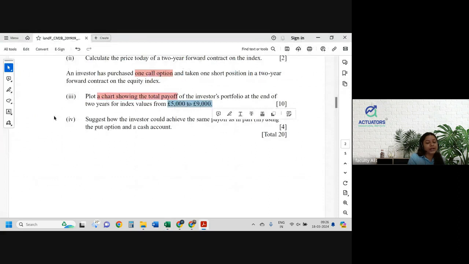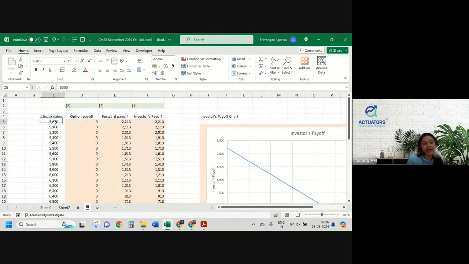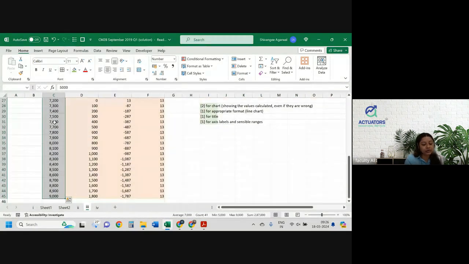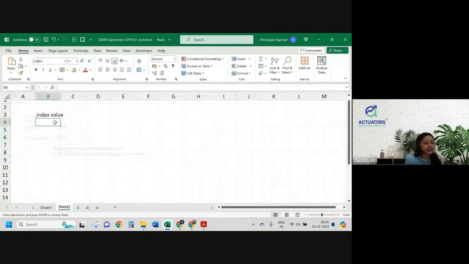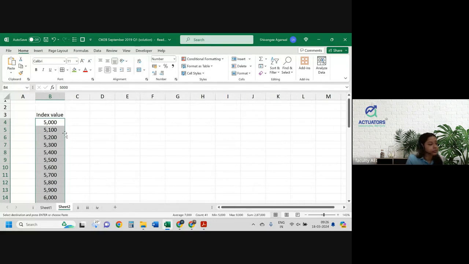Okay. So index value is from 5,000 to 9,000. When they are saying 5,000 to 9,000, we don't know exactly unka kya step value hai. In the question paper, they will give you the step value. So they have taken a step value of 100. I've pasted it here.